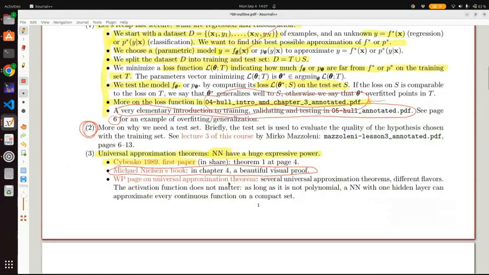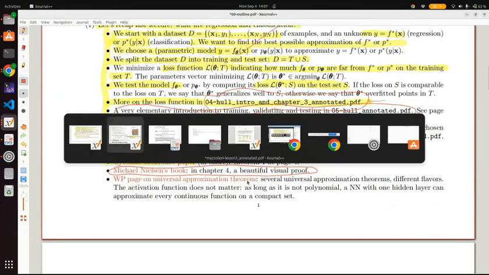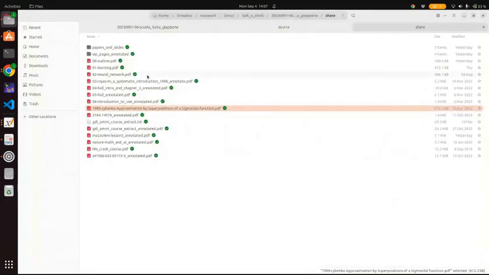Okay, and then I want to show you the Wikipedia page on universal approximation theorems. That is also very nice.